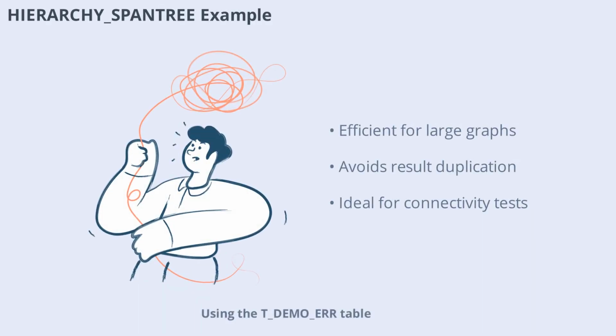Using the TDEMO table, the HIERARCHY_SPANNING_TREE function creates a spanning tree, ensuring each node is only included once per start node. This approach avoids exponential growth in result size and is much more efficient for large or complex graphs. It's particularly valuable when you need to test connectivity or build authorization checks in your applications.